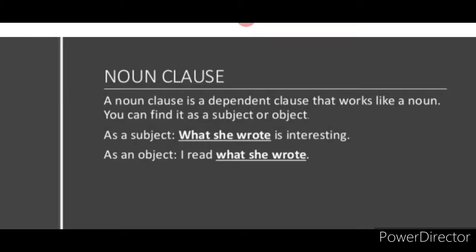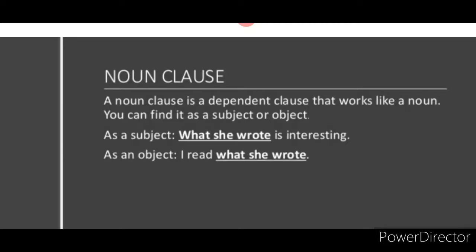See here, as a subject, what she wrote is interesting. Okay, children, so here she is the noun or pronoun. Okay, so here it is described with the subordinating conjunction what. It is followed by the subject and it is followed by the verb wrote. That is the noun clause.